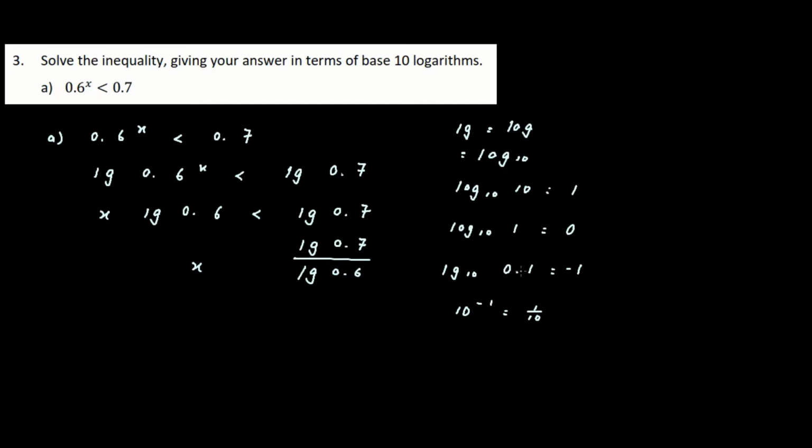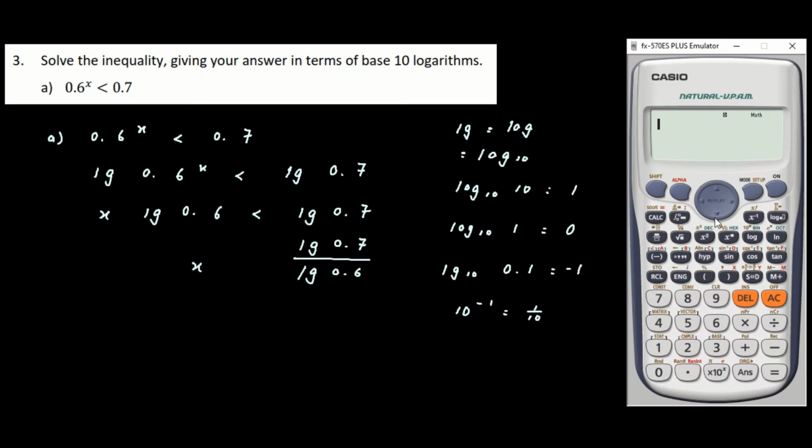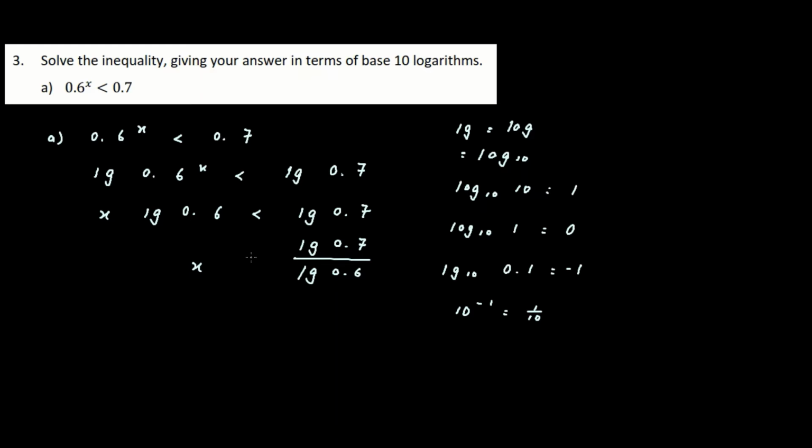But every time you want to do this, you use your calculator to check. For example, when you want to divide by log 0.6, you check log 0.6. Although this term is positive, when you press it in the calculator and look at the value, it's a negative value. So you must make sure that when you have something like this, because you divide by a negative number for both sides, you will need to change your sign. Then after that, you continue.